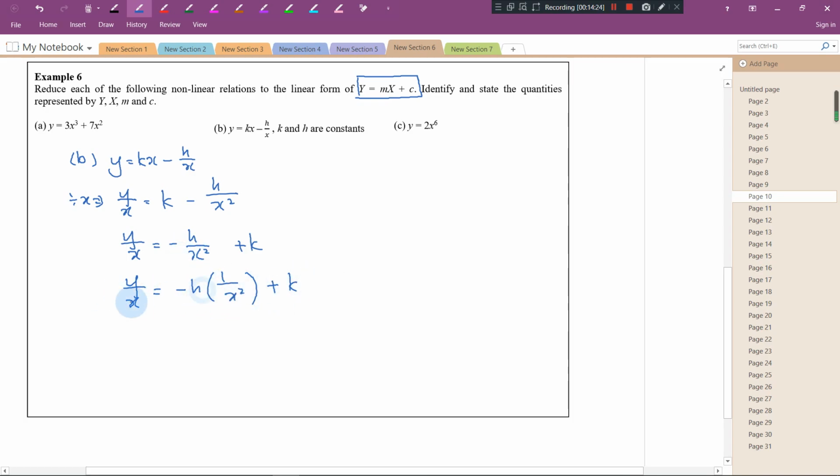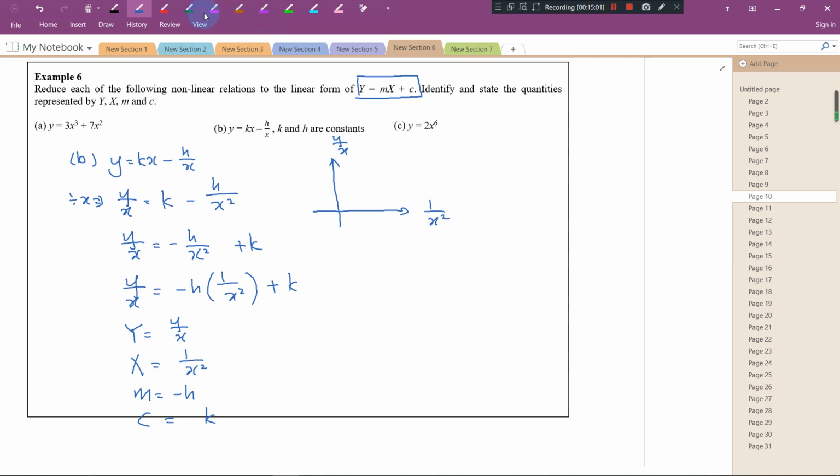Okay, so this is already in linear form. With the big Y is y over x, the big X is 1 over x squared, and the gradient is negative h. The c, the y-intercept, is k. So if you draw a graph of y over x against 1 over x squared, you will get a straight line with the gradient of negative h and the y-intercept of k. So let's say if we don't want to do it this way, we can do it another way.